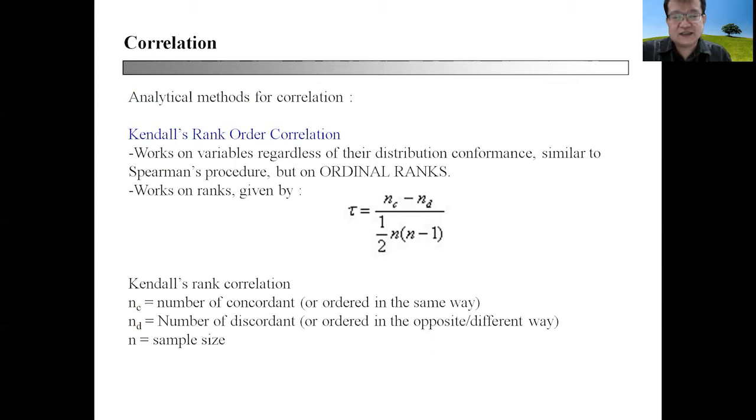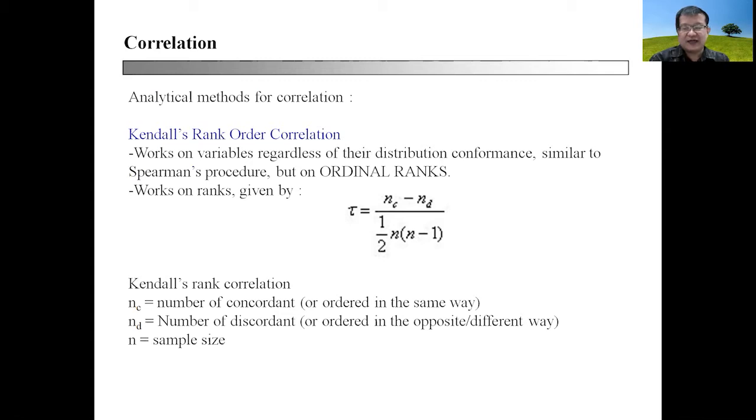The next analytical method is Kendall's rank order correlation. As the name implies, it works on variables regardless of their distribution conformance, meaning that it is also another non-parametric method, but it works on ordinal ranks, meaning that the ranks should be ordered. For example, we are talking about a sequential order of grade A, grade B, grade C, grade D, grade E, with each of these alphabetical grades lesser in terms of quality as compared to the predecessor one. But having said that, we cannot simply say that 2Bs is equivalent to 1A, 2C is equivalent to 1B, and so on and so forth.